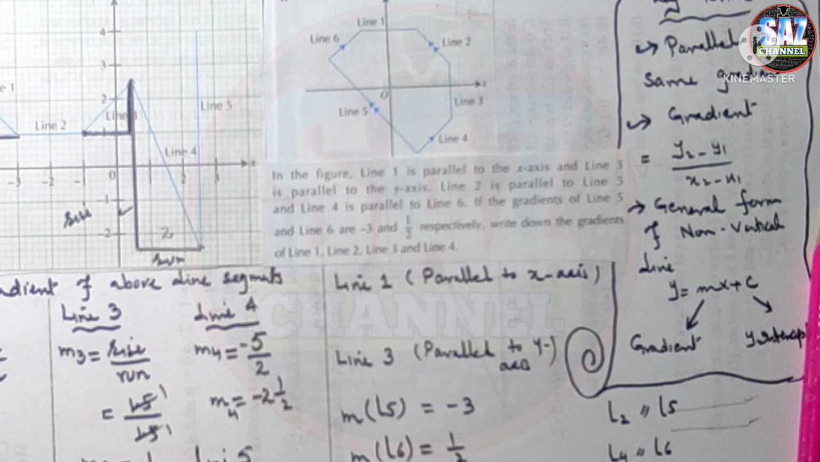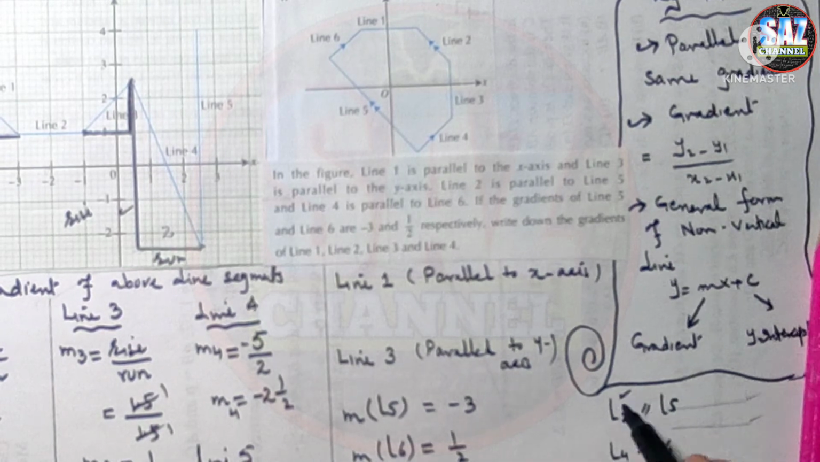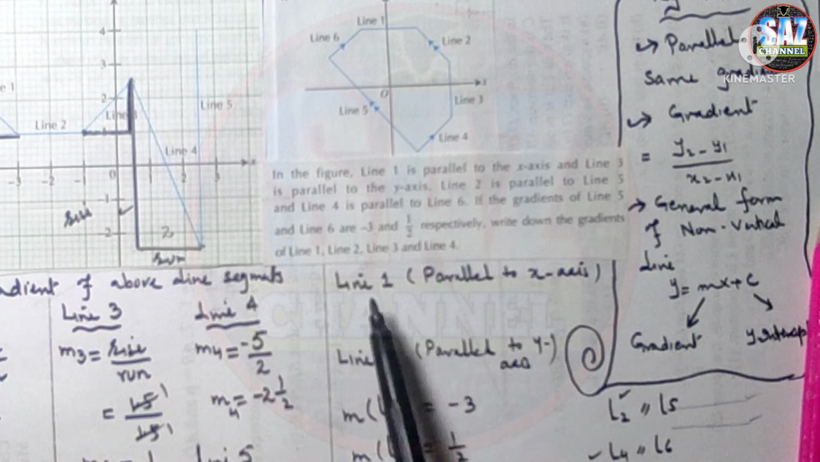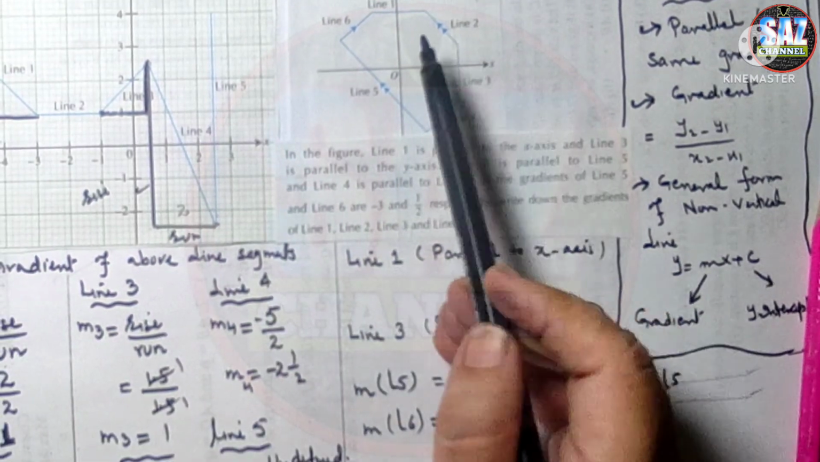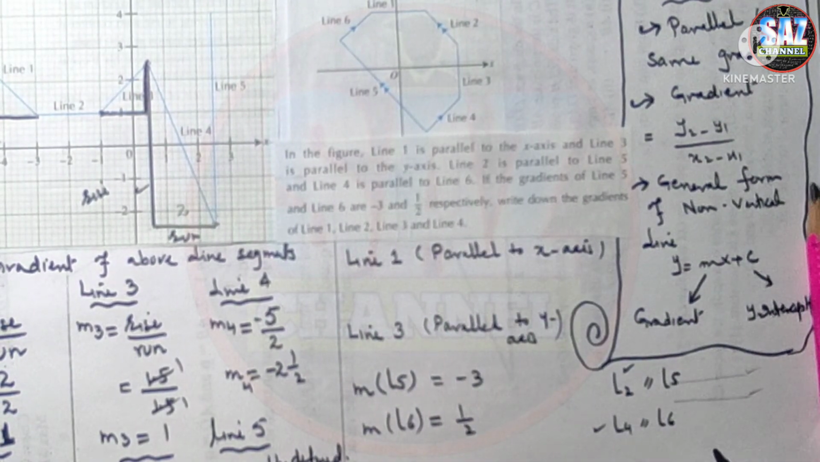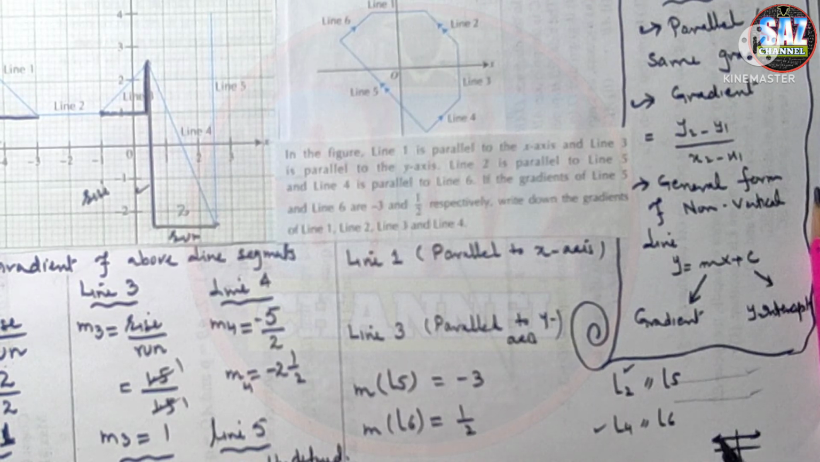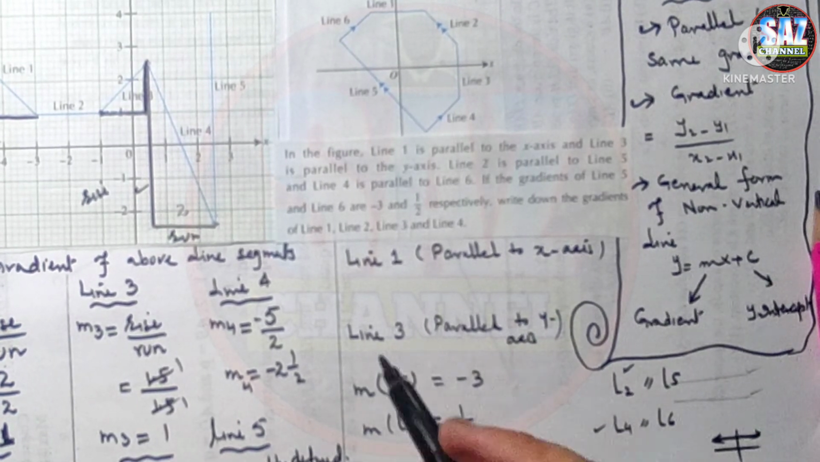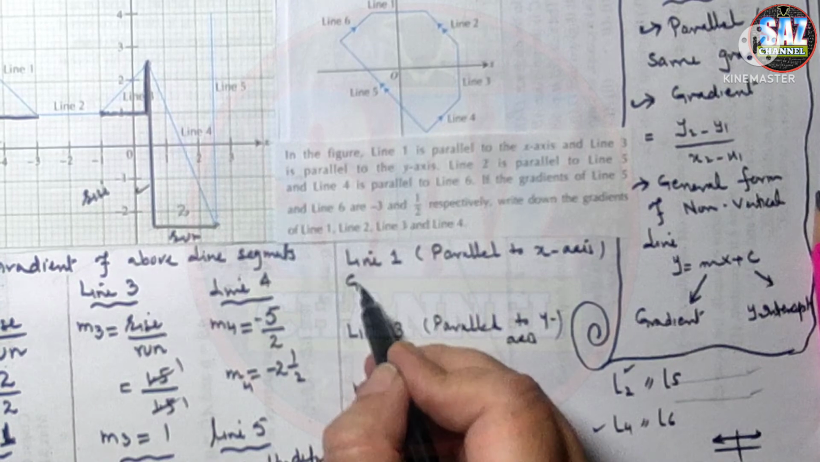We have to find and write the gradient of line 1, then the gradient of line 2, line 3 and line 4. Okay, let's talk about the question once again. Line 1 is parallel to x-axis. When any line is parallel to x-axis, recall what type of line that will be. Line which is parallel to x-axis is a horizontal line, and its gradient will be equal to 0.